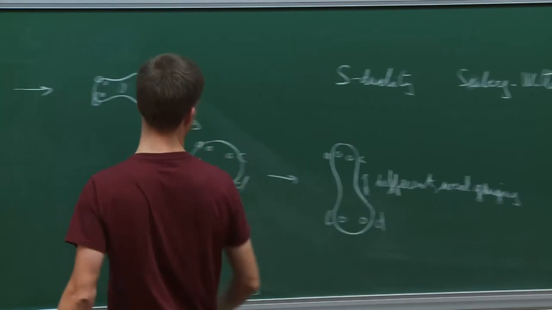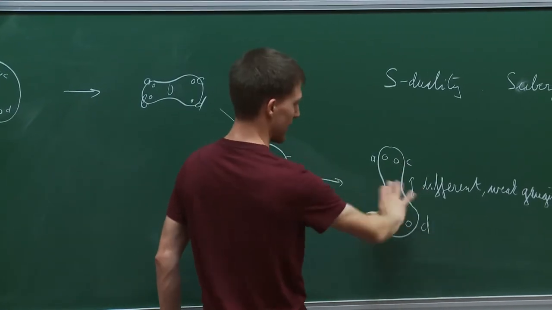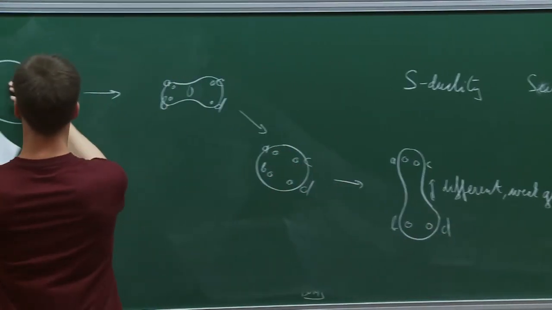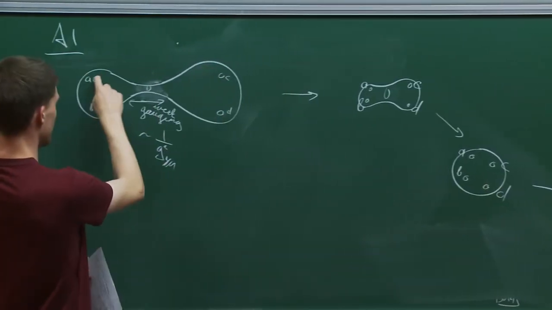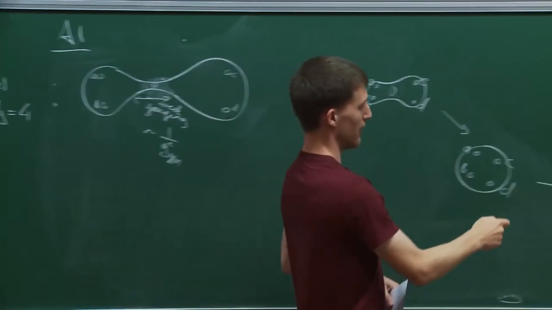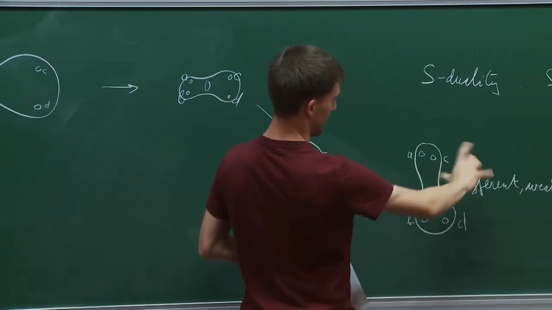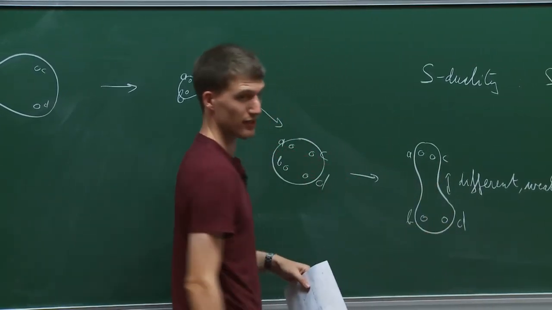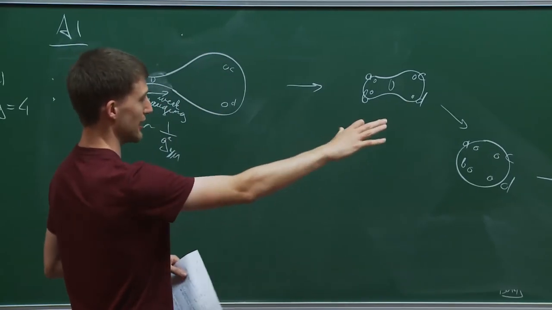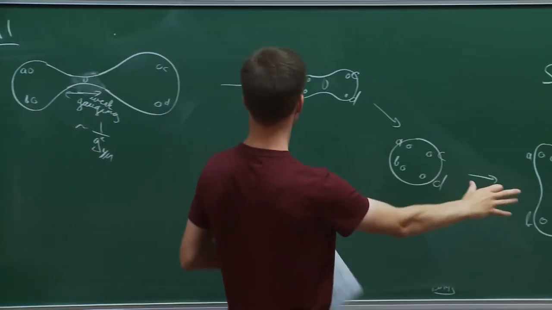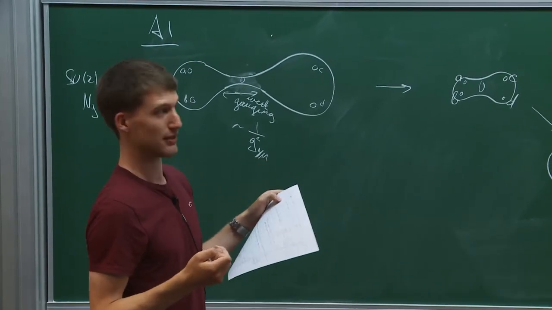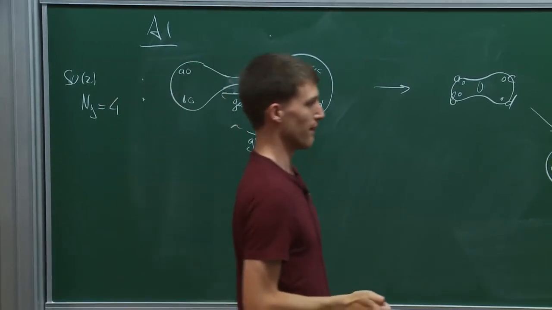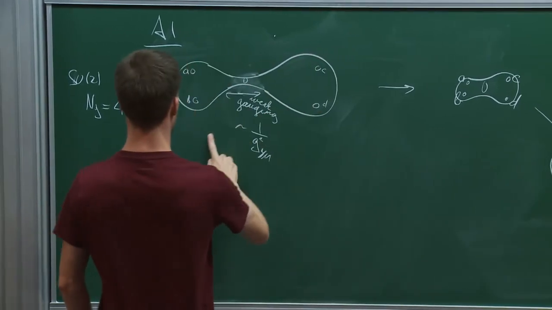And you see, if I turn this picture back sideways, it really looks like this picture, but not quite, because you see the labels changed. Here was A, B, C, D, and here it's A, C, B, D. If I turn it, the labels are still different. So this S-duality action produces a theory which looks exactly like this, but the matter content got a little bit permuted.